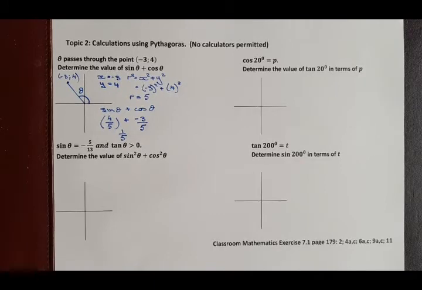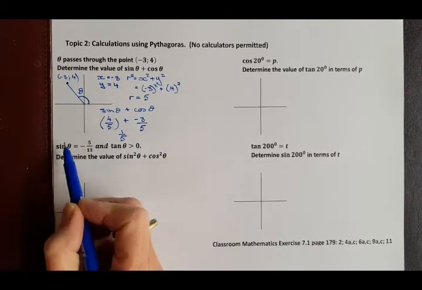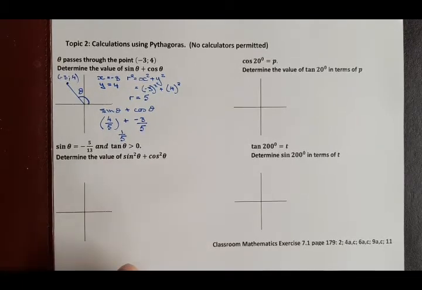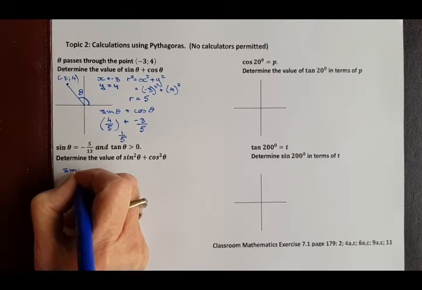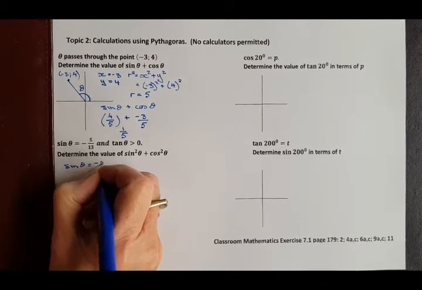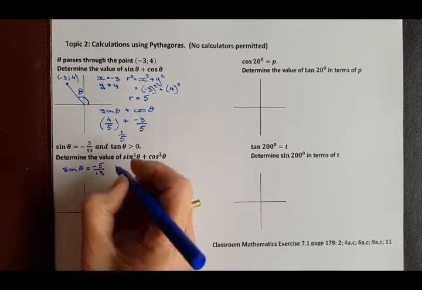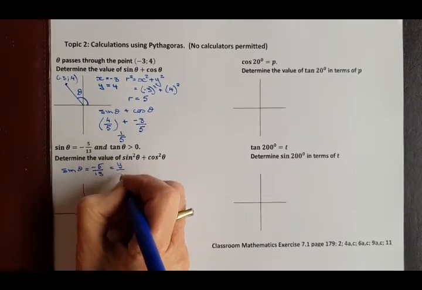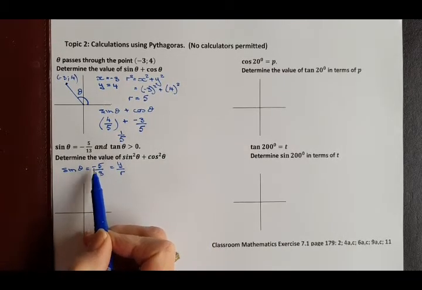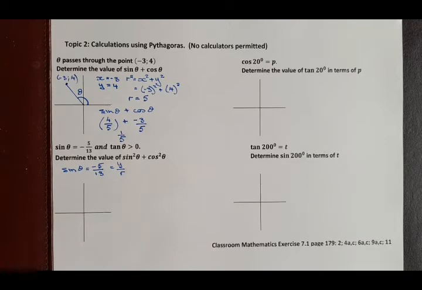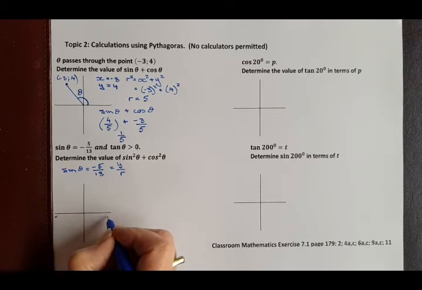In the second example, I haven't given you an ordered pair. I've told you the value of sine theta. Okay, so if sine theta is equal to -5 over 13, notice your sine value is y over r. R can never be negative, so that minus sign must belong to your y value. Sine is negative in 2 quadrants, there and there.